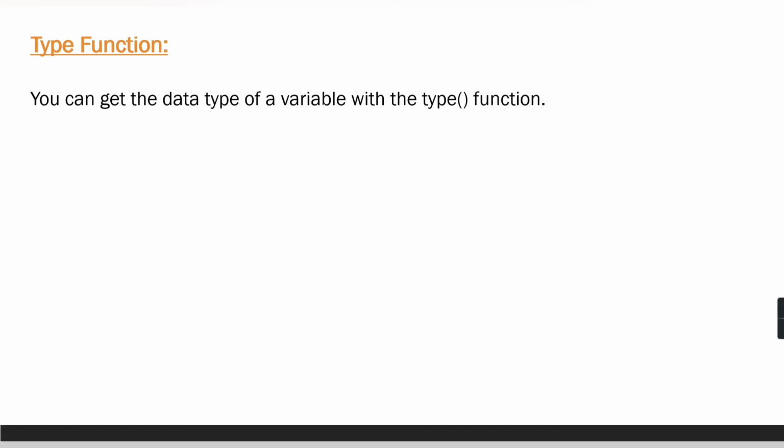In the previous video we have learnt about how to declare variables in Python. In this video we will learn about the type function in Python. As we know, we don't provide data type in Python, but we can check the data type of a variable with the help of the type function. You can get the data type of a variable with the type function.